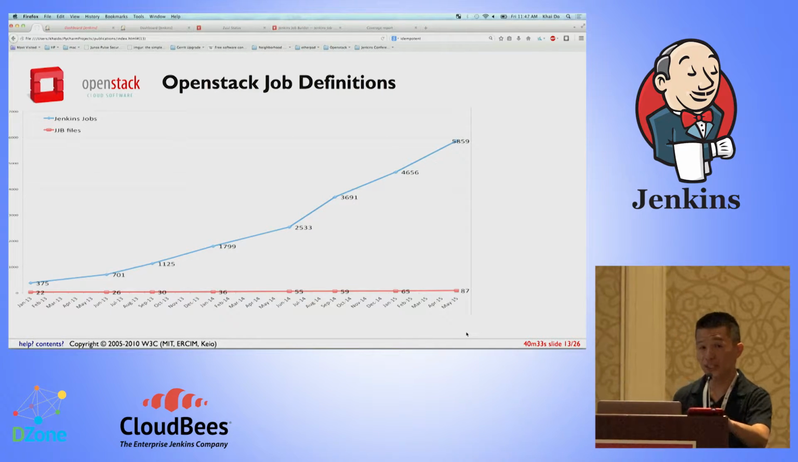So now we have the Jenkins Job Builder, and what we get is, again, the blue line shows the exponential growth in jobs, but the red line is our Jenkins Job Builder definitions. Those are the files that create all these Jenkins jobs. And those don't increase too much. Right now we have 87 Jenkins Job Builder files, up from 22, to generate almost 6,000 jobs. So we only have to maintain 87 files. I think that's the power of it.